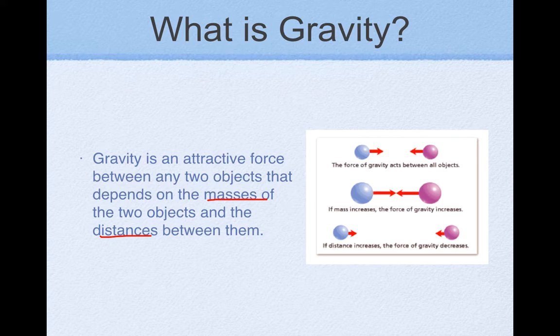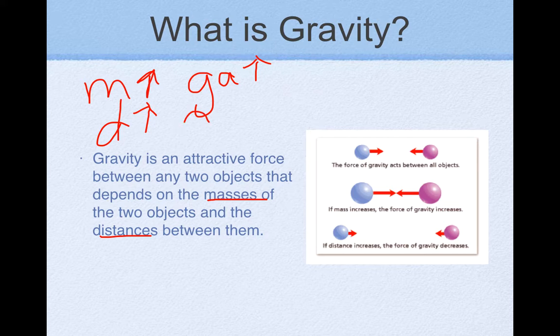Okay, universal law of gravitation is a pretty complex formula. You don't need to know that, but what you do need to know is as the mass increases, the gravitational attraction, abbreviate that GA, increases. So it's directly proportional. If the distance increases, the gravitational attraction is going to decrease.